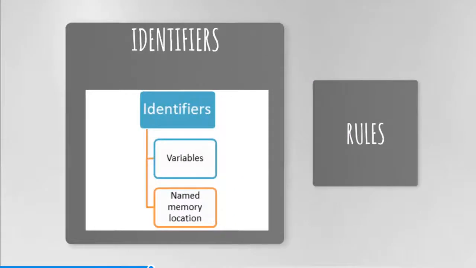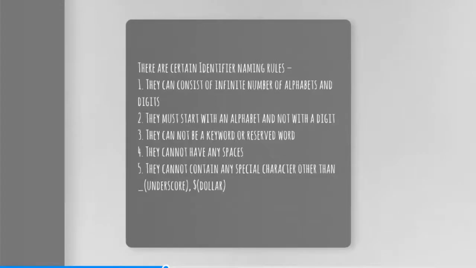Identifiers. Identifiers are otherwise named as variables, and a variable is a named memory location. What are the rules for writing a variable? They can consist of any number of alphabets and digits. They must start with an alphabet and not with a digit. They cannot be a keyword or reserved word. They cannot have any spaces. They cannot contain any special character other than underscore or dollar.